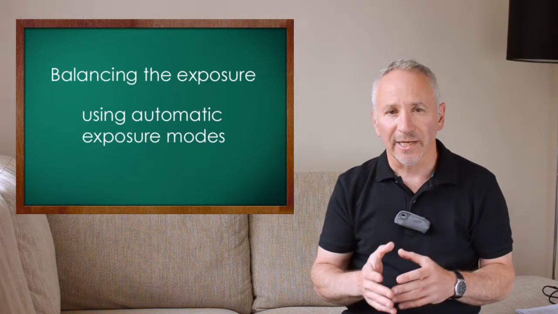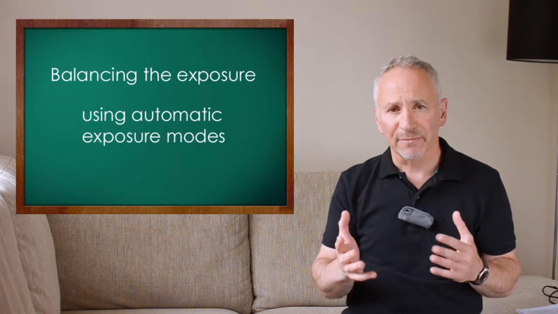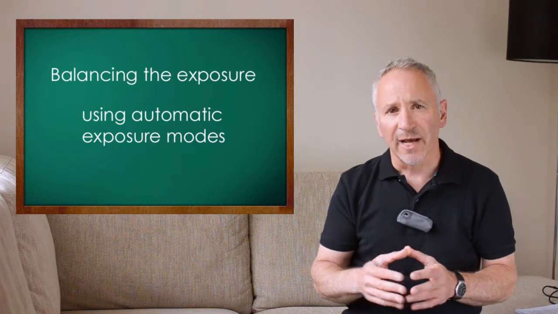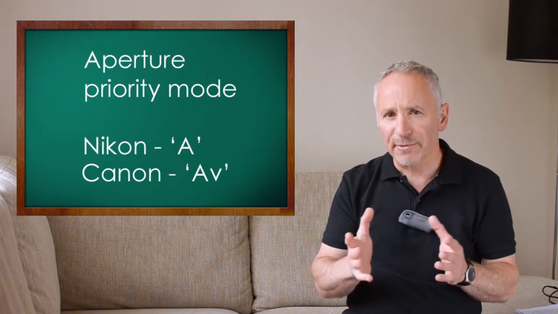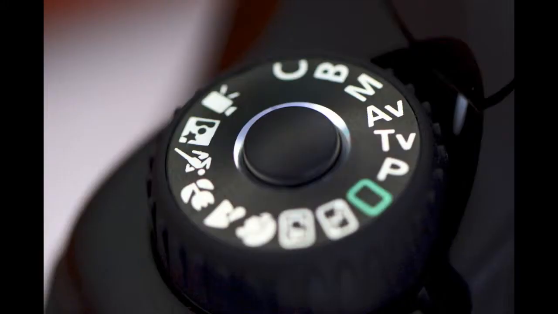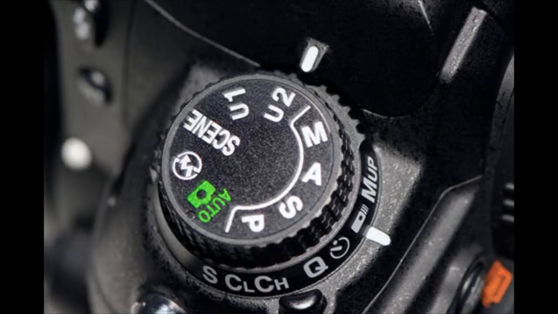Now, SLR cameras and the new mirrorless cameras and some of the more sophisticated compact cameras have a mode dial on top of the camera. But because compact cameras are so small, they don't have room for this mode dial, so you can usually change the settings via the menus. It's easily done. The first mode we're going to look at is something called Aperture Priority. Canon refer to it as the AV mode, Aperture Value. Nikon and other cameras, on the other hand, refer to this mode as the A mode.